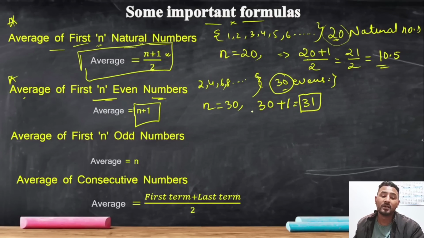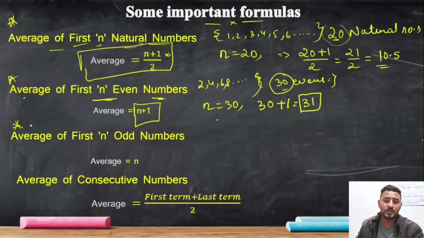Same way, if I ask you to find the average of the first 50 even numbers, then what will you do? N plus 1. Take n as 50, then just add 1 to that. 50 plus 1, you'll get 51. Otherwise, you'll have to do 2 plus 4 plus 6 and so on and divide by the number of observations. So you don't need to go this long. I hope it is clear.